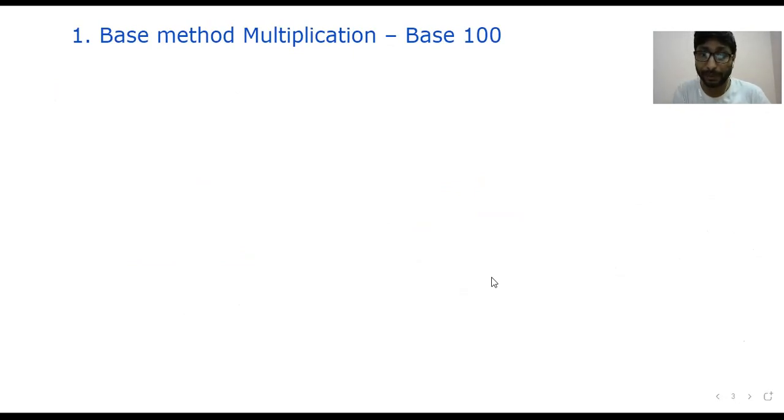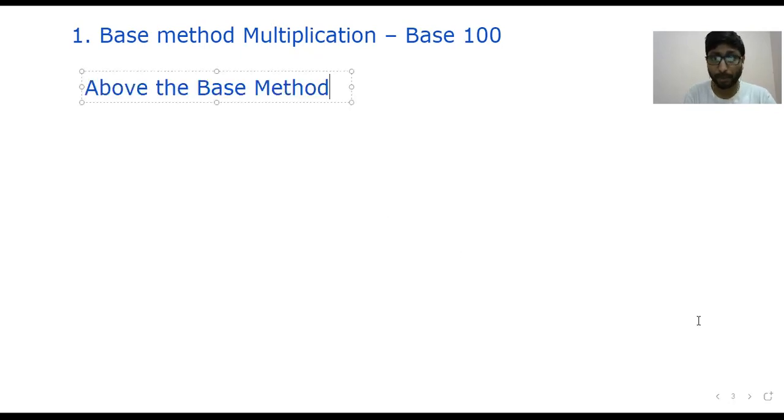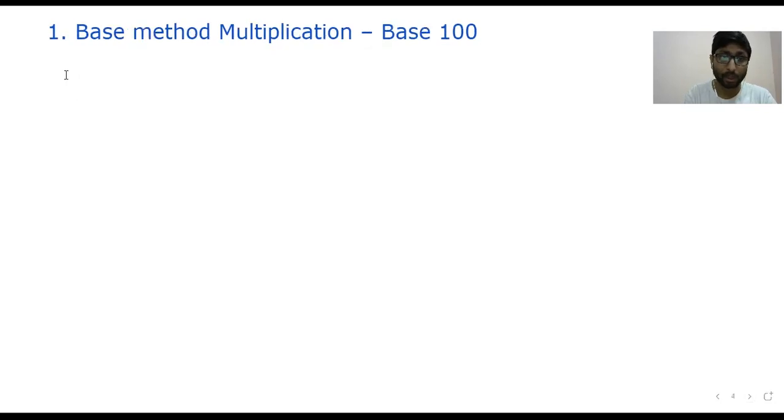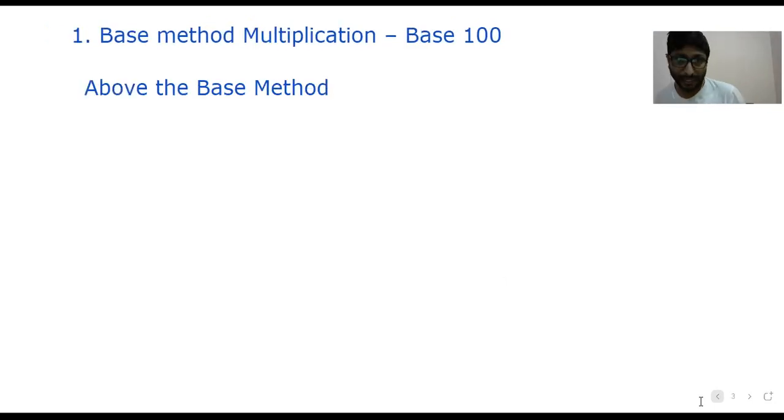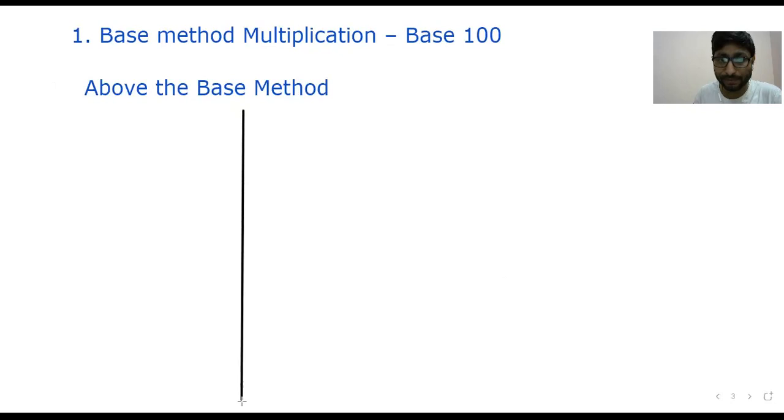Okay, above the base method. This is also very simple. Look at here now, above the base method, and here also above the base method. See, by looking at the name itself, above the base method, the number should be more than the base number. What is the base number here? 100. What is the base number here? 100.